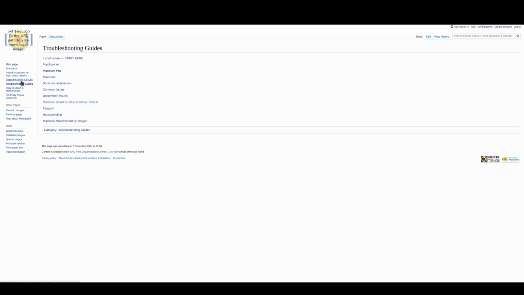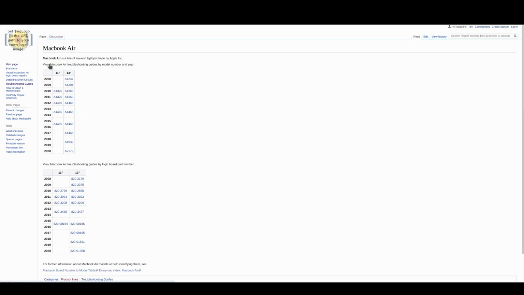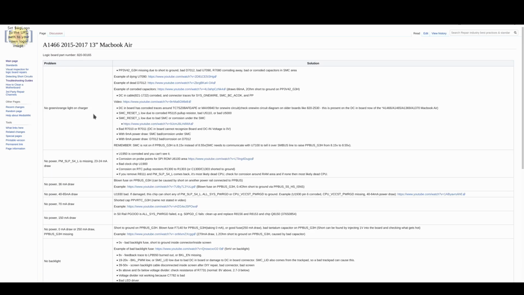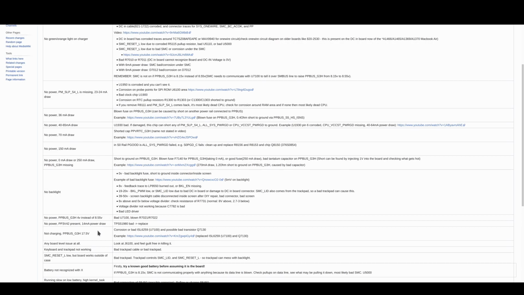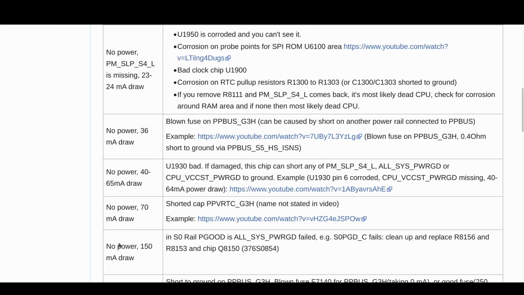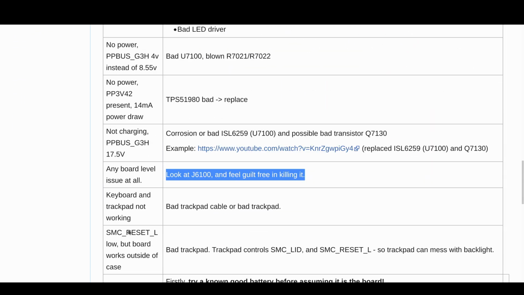This is the wiki. This is where I am putting most of my focus. So if you wanted to learn about this particular model, 13-inch, 2015, 2016, A1466, there is one section of the wiki where it says, any board level issue at all, look at J6100 and feel guilt-free in killing it. See that right there? Any board level issue at all, look at J6100 and feel guilt-free in killing it.